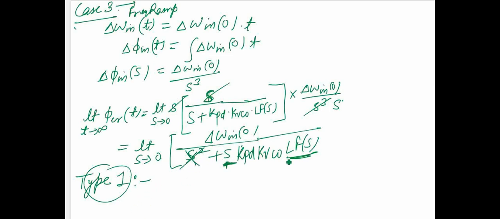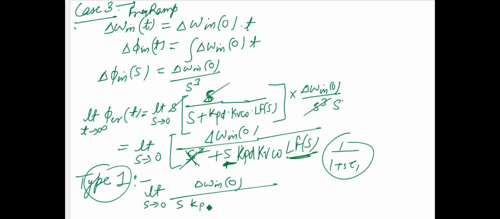So for type 1, we have to take LFS equal to 1 plus S tau 1. We can take limit S tends to 0 of del omega n 0 divided by S, kpd kvco, dot 1 by 1 plus S tau 1. If S is equal to 0, what will it become? It will become 0 only, and this will also become 0, so overall this will become infinity.